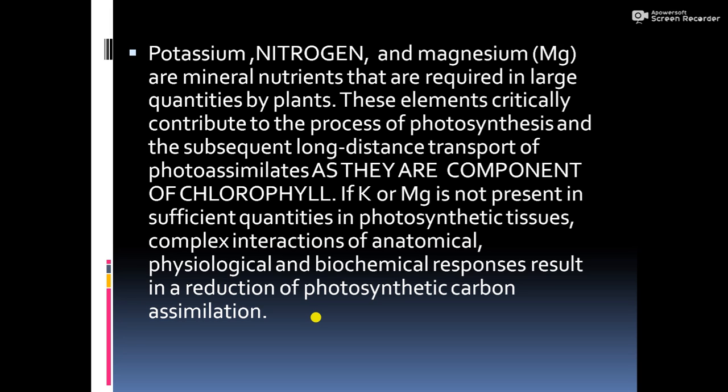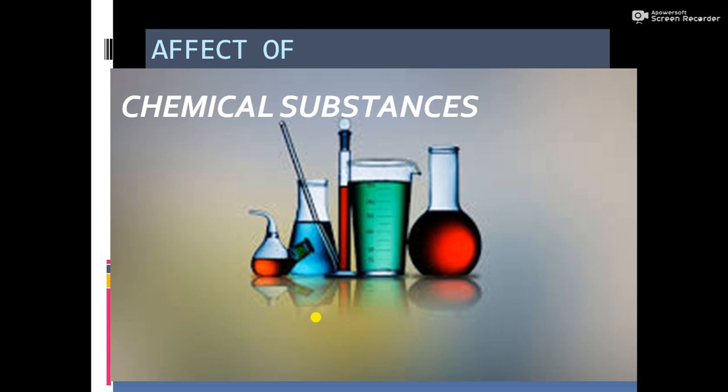Mineral nutrient elements in the soil. Potassium, nitrogen, and magnesium are mineral nutrients that are required in large quantities by plants. These elements critically contribute to the process of photosynthesis and the subsequent long-distance transport of photoassimilates, as they are components of chlorophyll. If potassium or magnesium is not present in sufficient quantities in photosynthetic tissue, a complex interaction of anatomical, physiological, or biochemical responses results in a reduction of photosynthetic carbon assimilation.